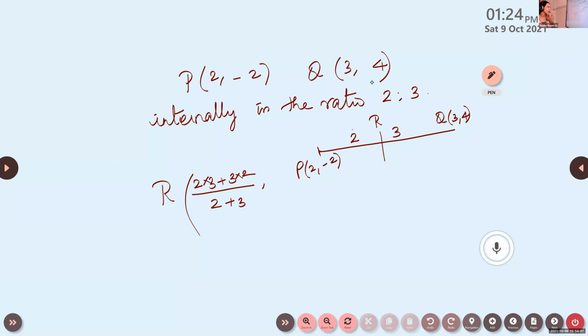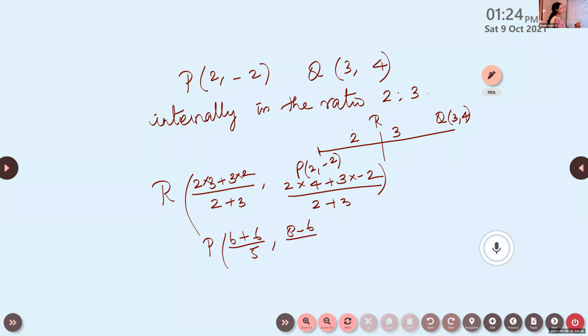And what about the y coordinate? 2 into 4, isn't it? For the y coordinate, it will be 2 into 4 plus 3 into minus 2 by 2 plus 3. Therefore, the point is 6 plus 6 by 5, 8 minus 6 by 5. So the point is 12 by 5, comma 2 by 5.